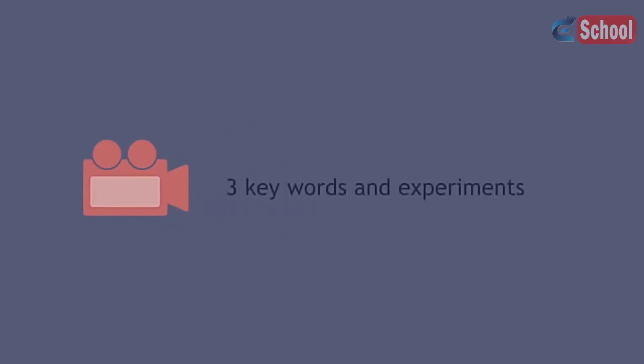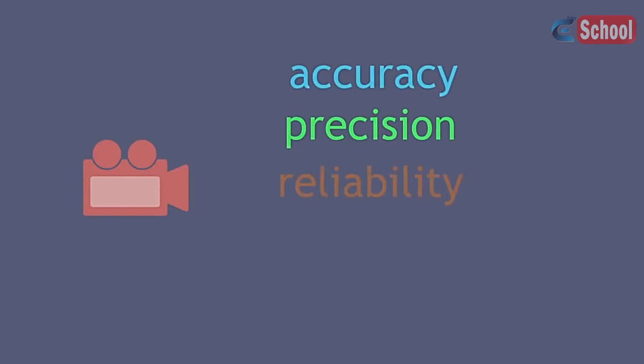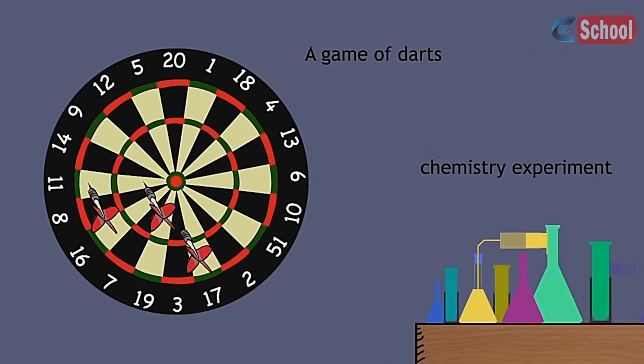In this video, we're going to learn about how to use 3 keywords in experiments. These are accuracy, precision, and reliability. Let's consider these by taking part in a game of darts whilst doing a chemistry experiment.